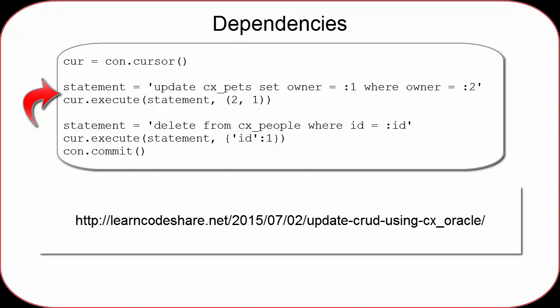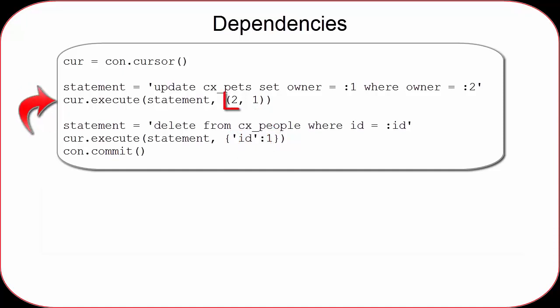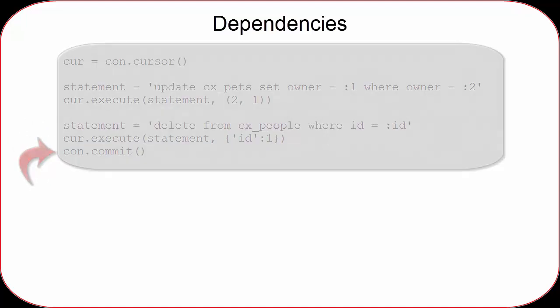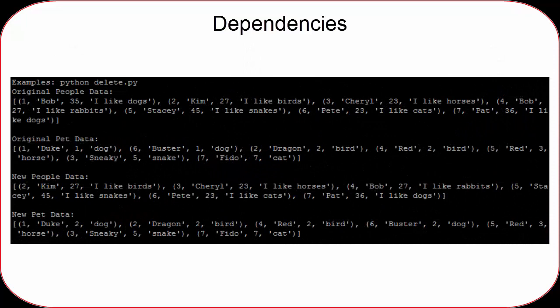Updating is covered in the U part of this series, so we won't go into that now. We execute the statement using bind variables. Then we prepare a SQL delete statement, deleting people with an ID of 1, which is Bob. We execute the statement using bind variables. And finally, we commit the transaction. In the results, we can see that Bob has been removed and all of his pets have been moved to Kim.